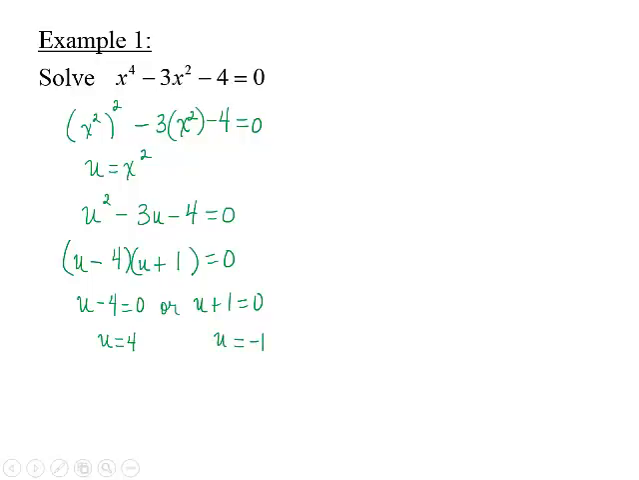But we can't stop there. This equation was in terms of x. Our solutions are only in terms of u. So once we get u, we need to replace the u with x squared. So x squared is equal to 4, or x squared is equal to negative 1, giving us x equals plus or minus the square root of 4, which is 2, or plus or minus the square root of negative 1, which is plus or minus i.